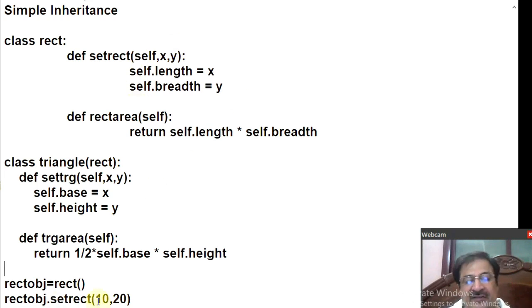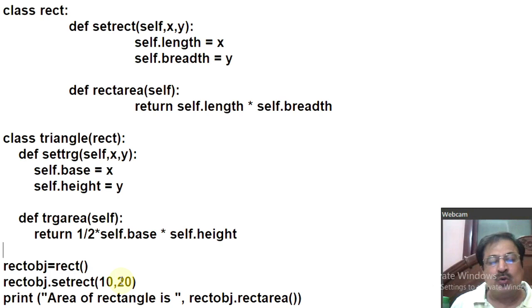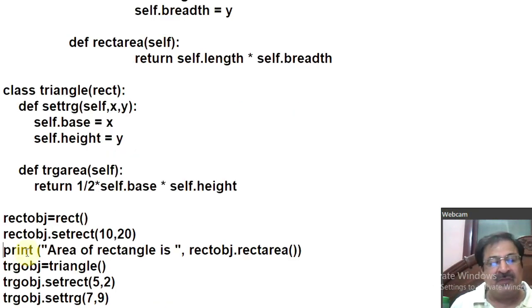You are invoking the setRect function of rect class and taking 2 arguments, 10 and 20. This 10 will be assigned to this x parameter and 20 will be assigned to the y parameter. And obviously we know the self refers to the object itself, that is rect obj. The values assigned to the parameters x and y will be assigned to the length and breadth attributes of the rect obj object. Then this print statement will be executed.